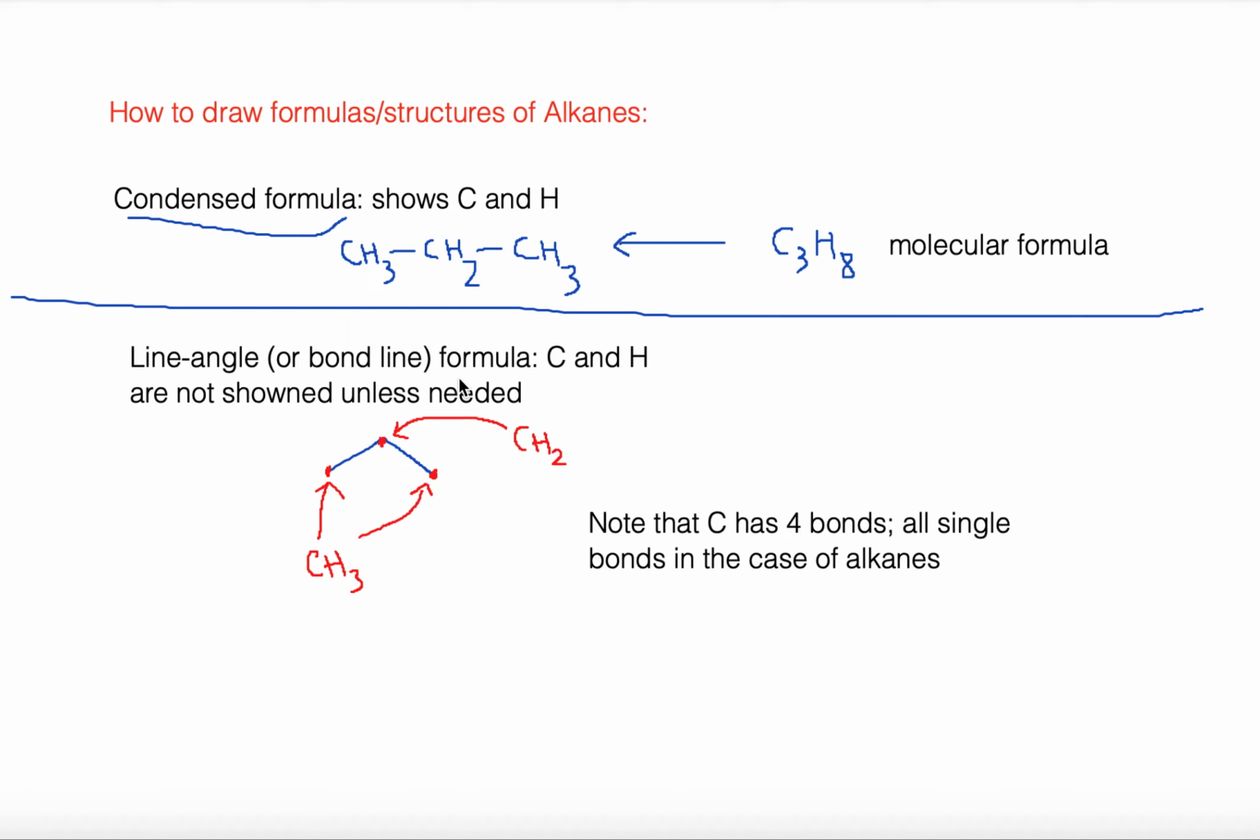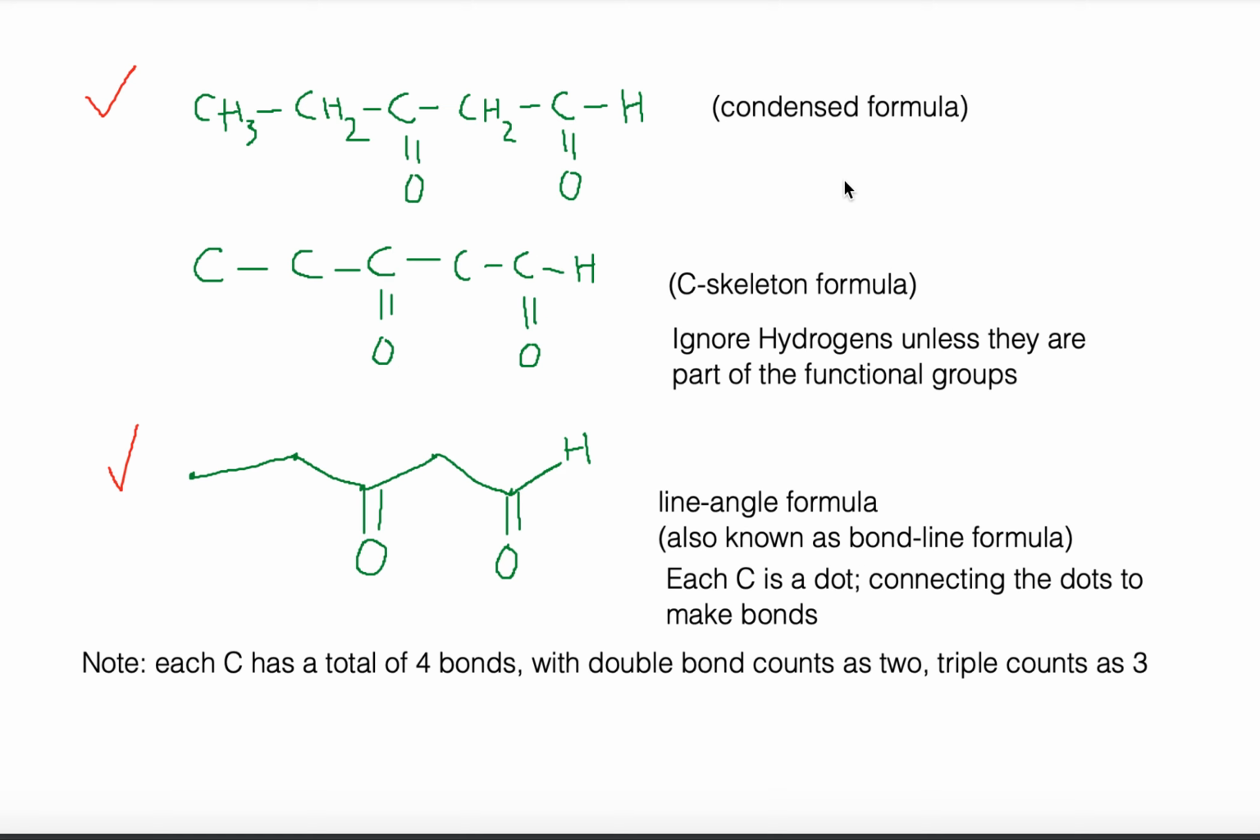Now, if you don't want to write a formula like that, you can do a very quick way. Each carbon is a dot. So you got 3 carbons, 3 dots, and you angle them a little bit so that way you can recognize them easily. And again, each carbon has 4 bonds. So that's the basic of how you draw a structure.